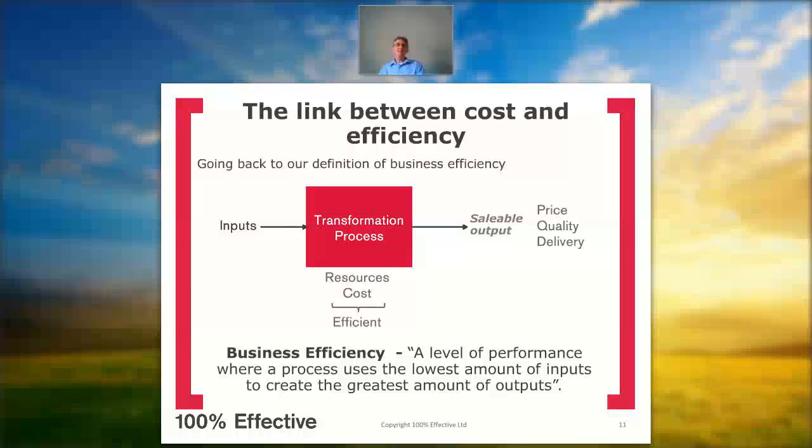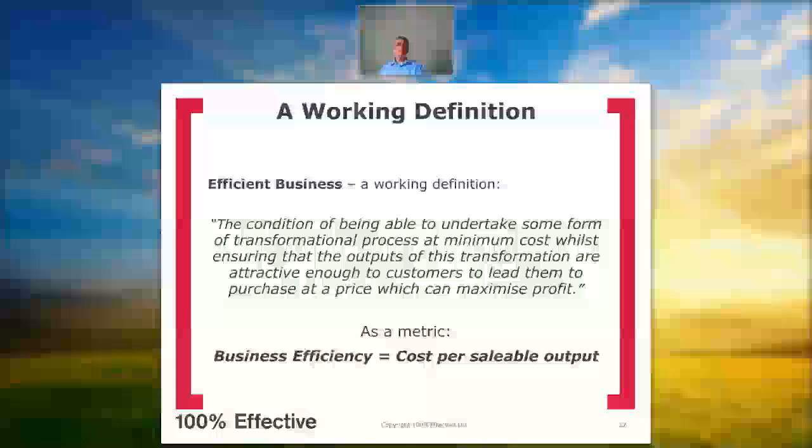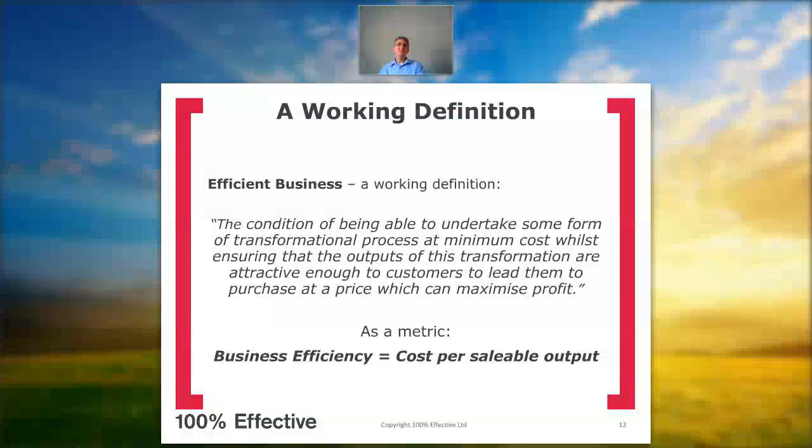So going back to our original definition of business efficiency, which we defined as a level of performance where a process uses the lowest amount of input to create the greatest amount of outputs, combining this with our thoughts on what a saleable output is, I then created my own working definition of an efficient business. My working definition of an efficient business is the condition of being able to undertake some form of transformational process at minimum cost, whilst ensuring that the outputs of this transformation are attractive enough to customers to lead them to purchase at a price which can maximise profits.